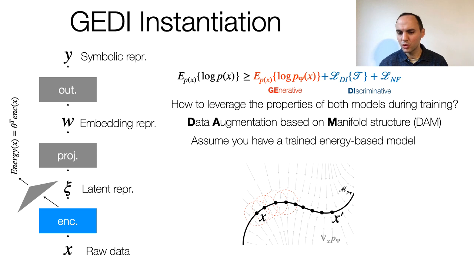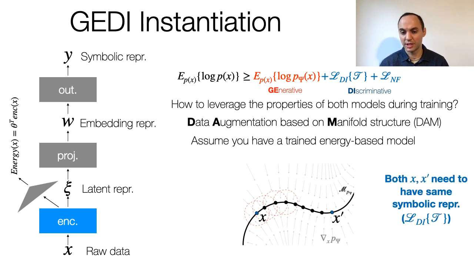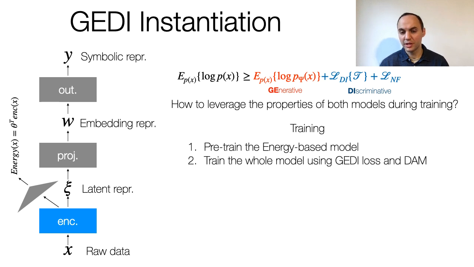Now we can use the two samples, the original image and its augmented sample, and ensure that both samples have the same embeddings. This is done by the objective in the self-supervised learning part. So how do we train this model? First of all, we have to pre-train the energy-based model to have a good energy-based model. And then once we have trained such a model, we can use our GEDI objective and train all together.